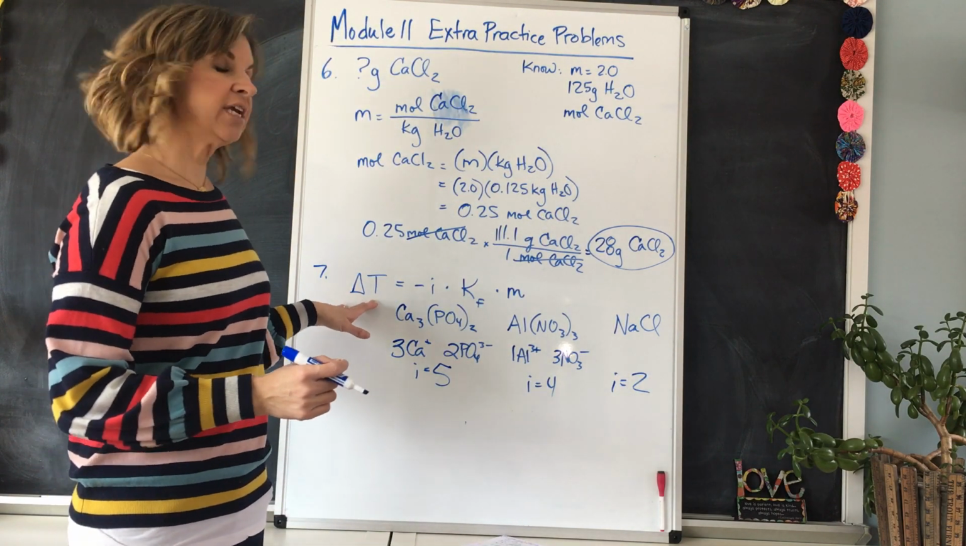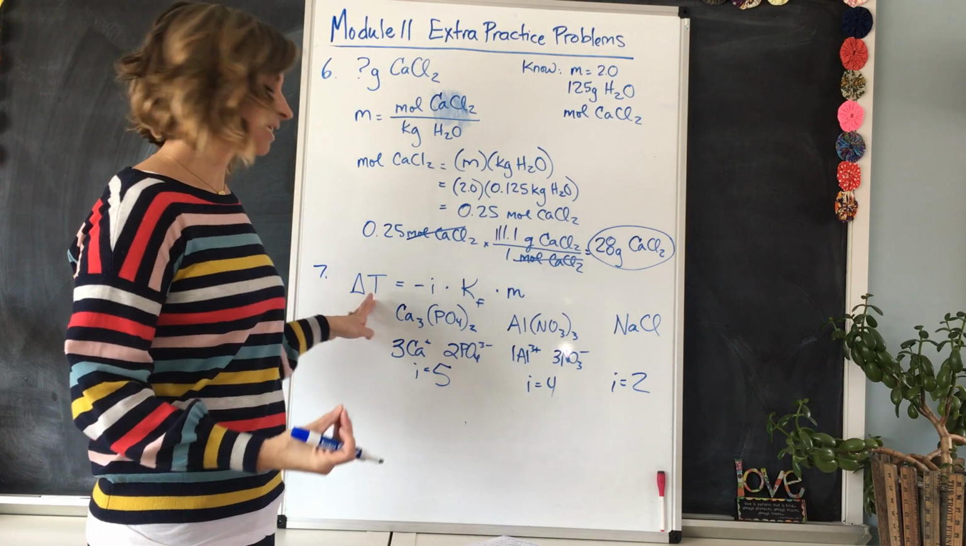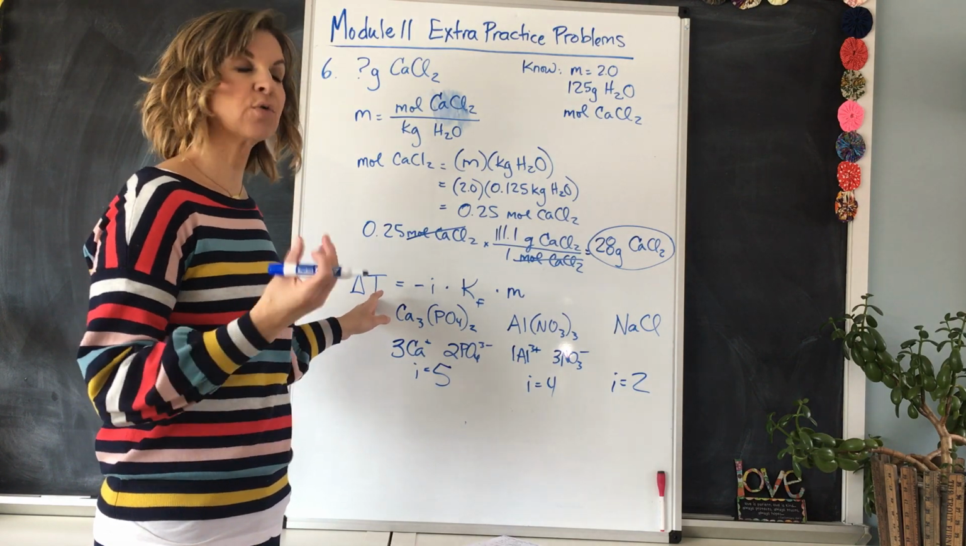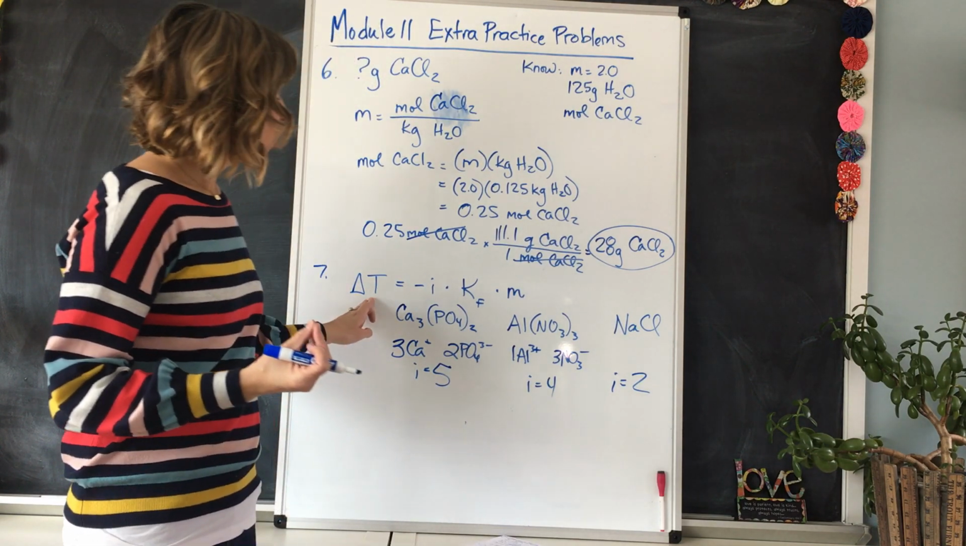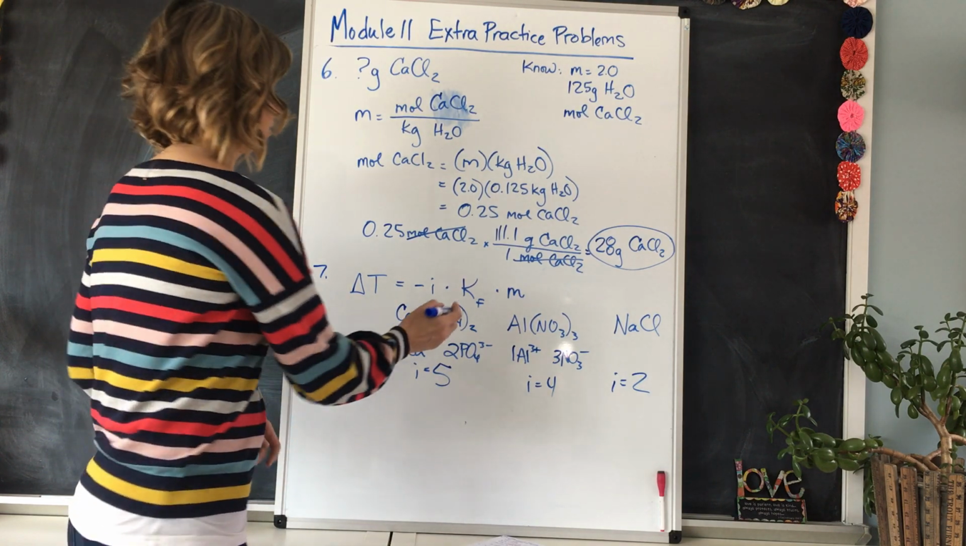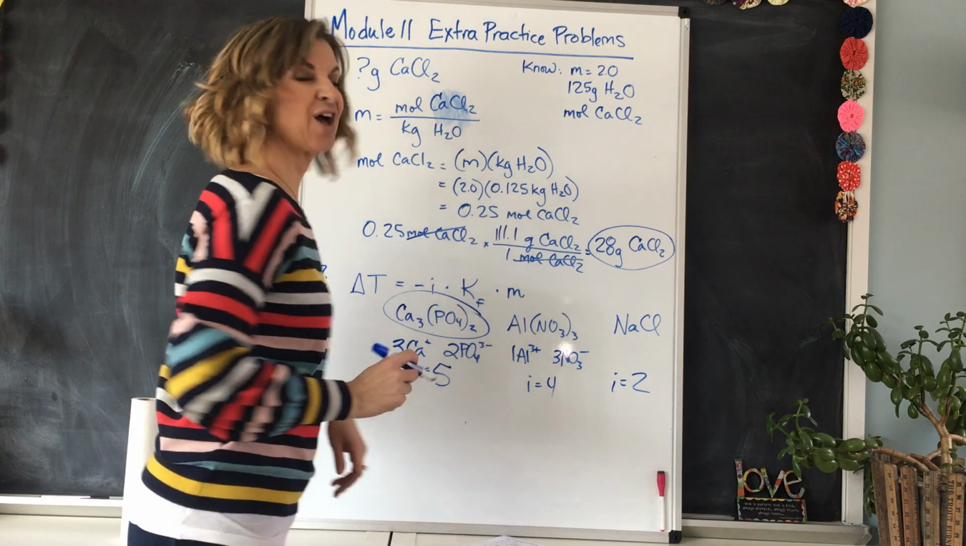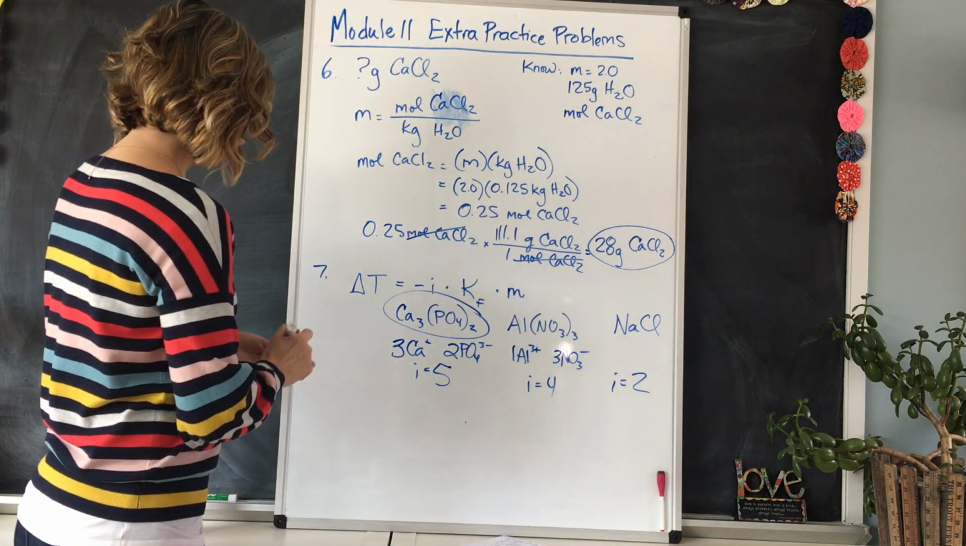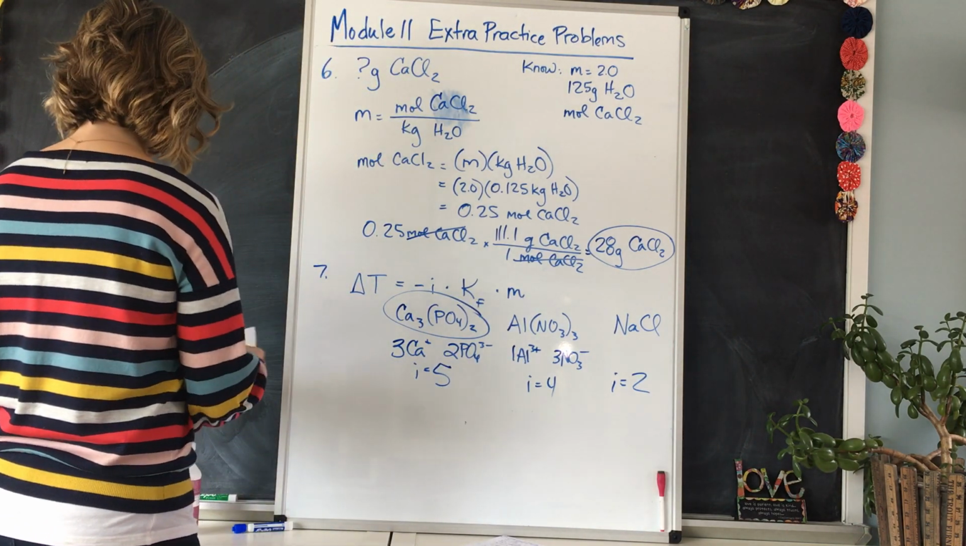So in order to lower the temperature the most, to lower the freezing point the most for water, we would want to use calcium phosphate. So that would be your answer. I hope that makes sense. And lastly, we will do number 8 together in this video.